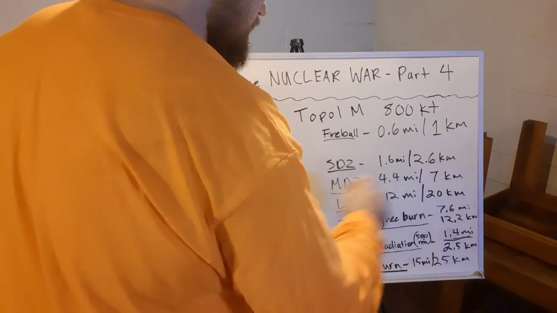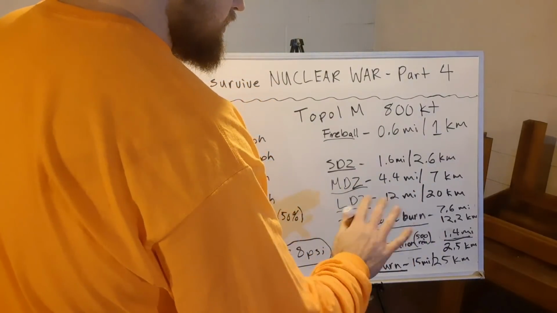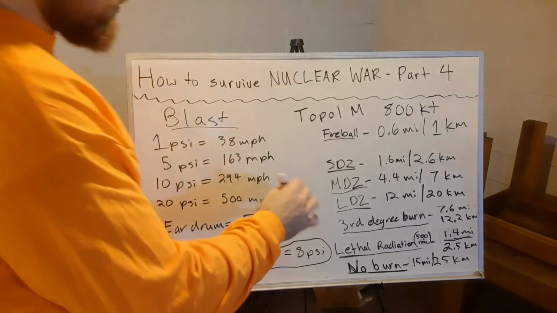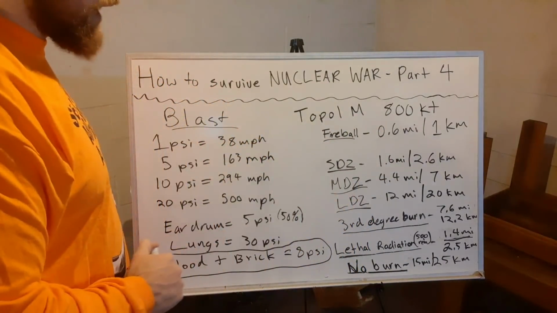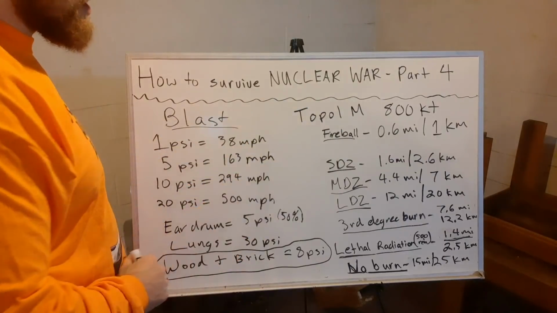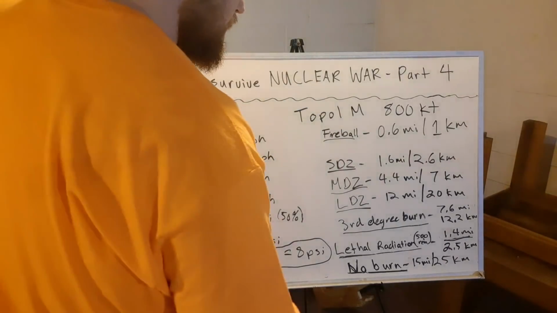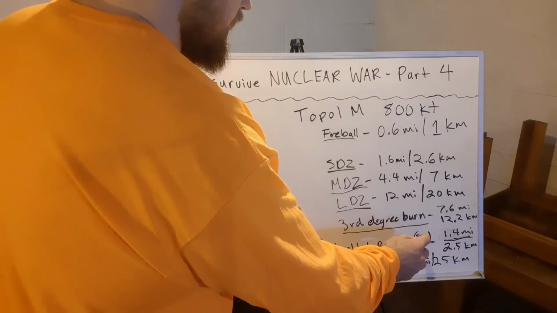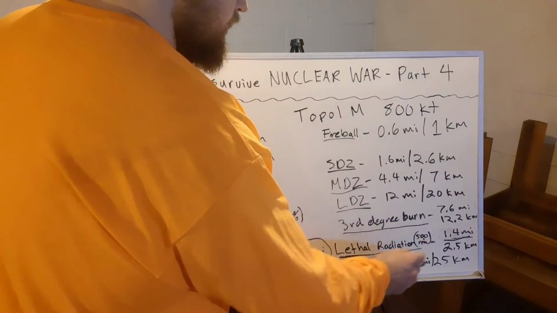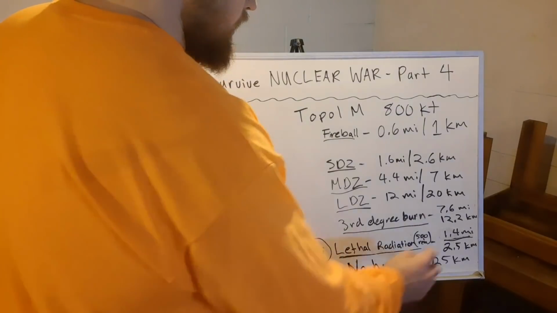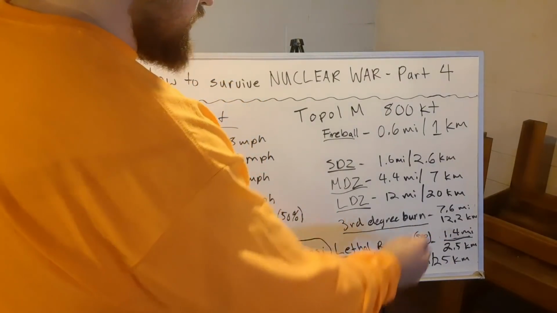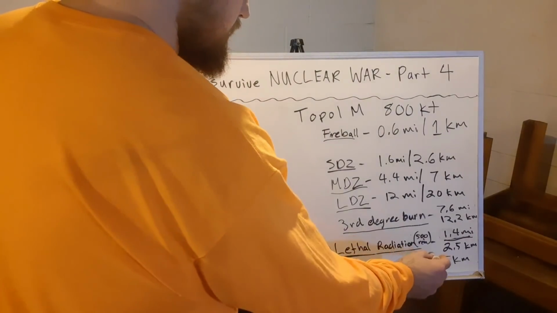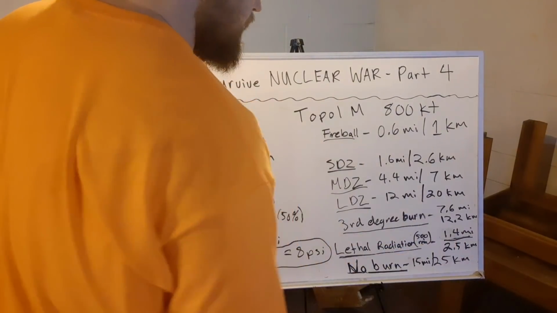Third degree burn, 7.6 miles, okay? So that's not that bad now. As you see, it's getting down to a level where you can actually comfortably evacuate, okay, and still have enough time to get into a fallout shelter before the fallout lands. Lethal radiation, the initial pulse of radiation, the X-ray as I call it, 1.4 miles away or 2.5 kilometers, and that's 500 rems or higher. And then the no burn distance is 15 miles or 25 kilometers.